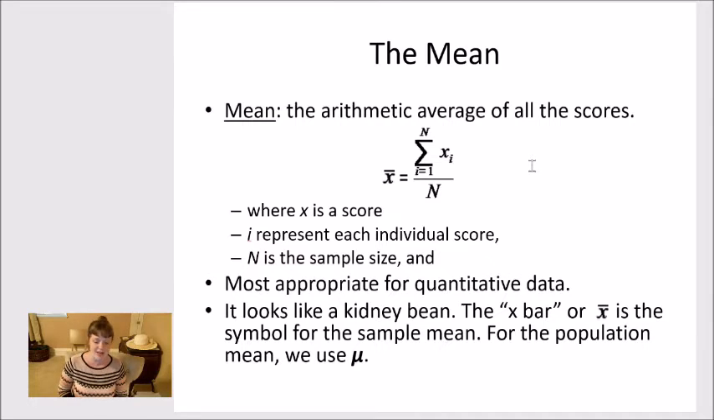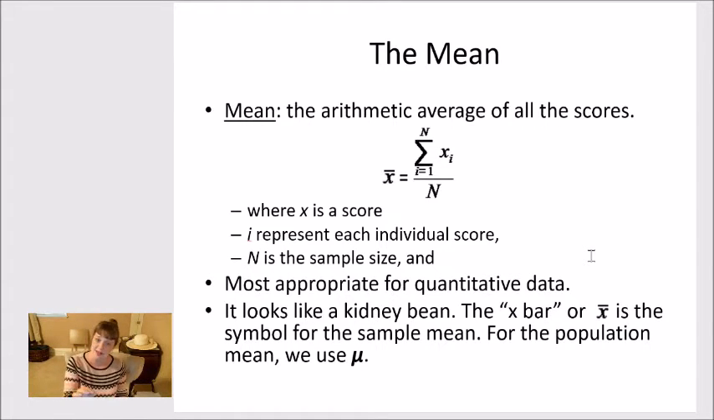Now, everything to the right of the equal sign is exactly the same when you're calculating for a population. It's just that instead of having x bar there, you have mu, the lowercase Greek letter mu. But how you calculate the average for a population or a sample is exactly the same. Most of the time, you don't have access to populations, so you're calculating averages for samples. And so you're calculating x bar.